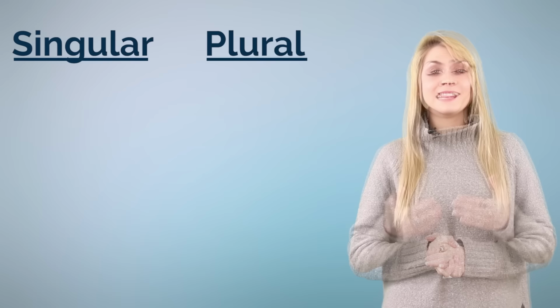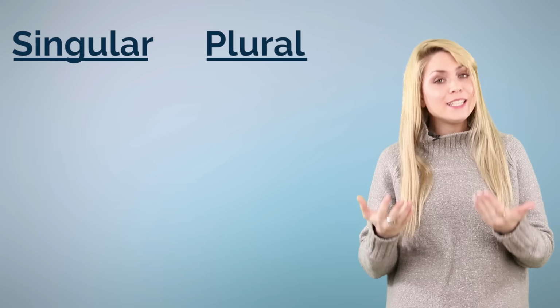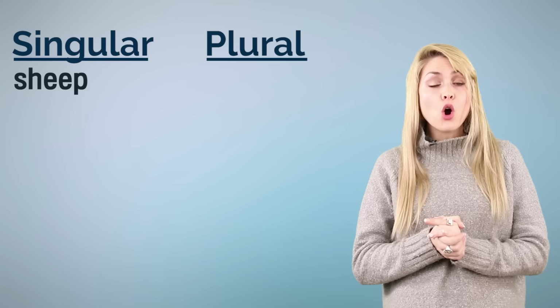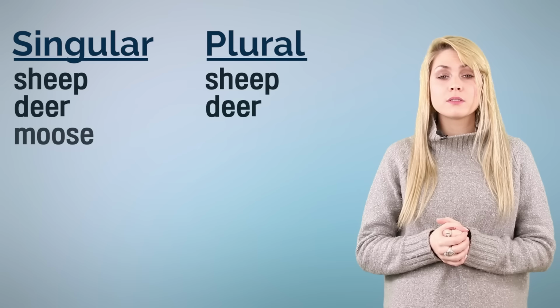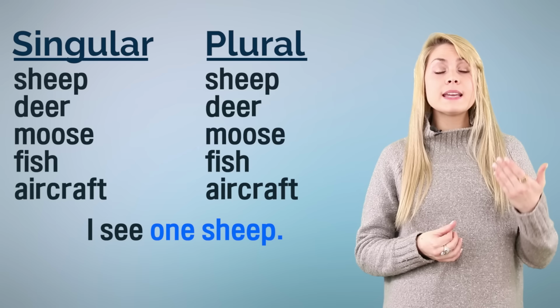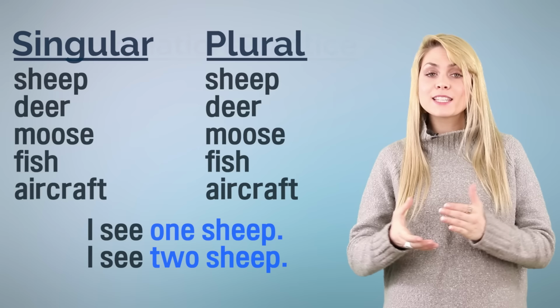Now, there are words that have the exact same singular and plural forms. They are not common, but you need to know a few. Let's take a look together. As you can see, sheep is the singular form, but the plural form is not sheeps. It is sheep. Same goes for deer, deer. Moose, moose. Fish, fish. Aircraft, aircraft. Okay, so you will say, I see one sheep, but also I see two sheep. The exact same word.